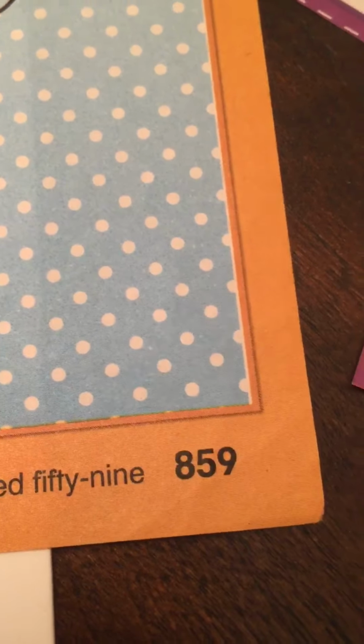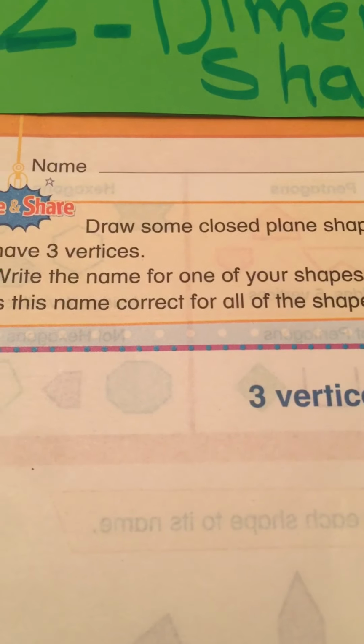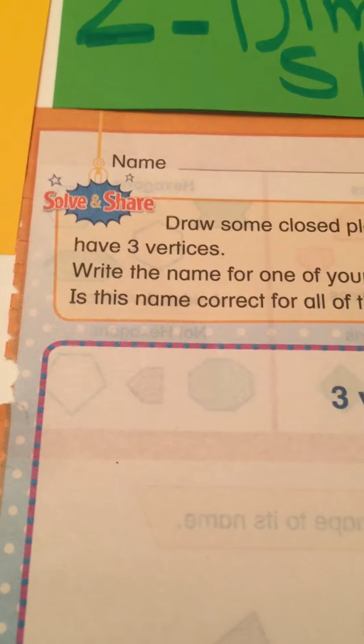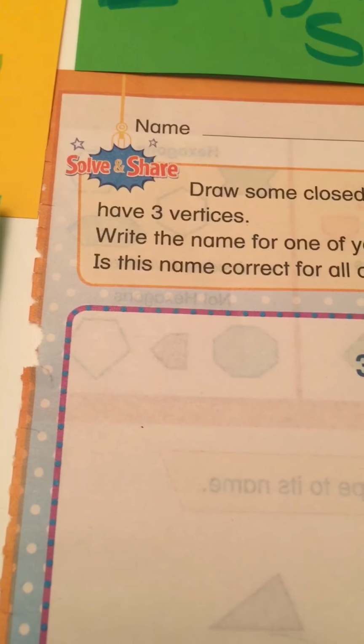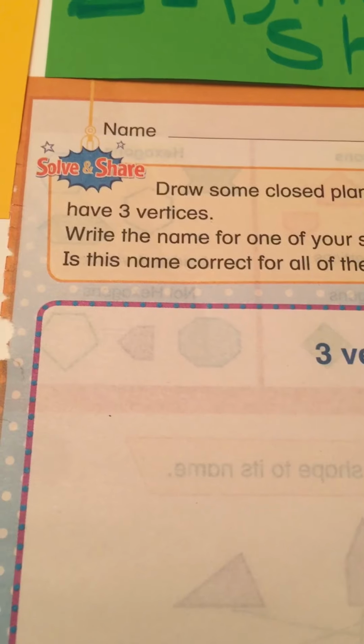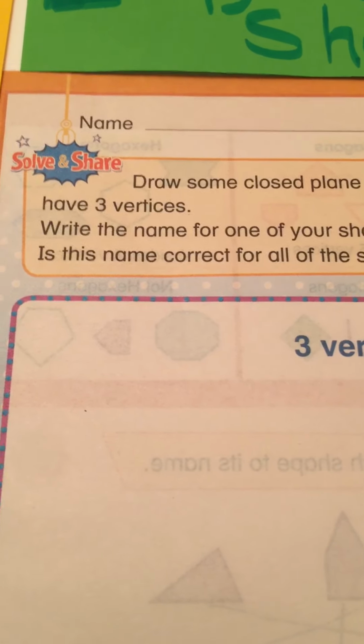So with me, all open page 859, and they want us to draw some closed plane shapes that have 3 vertices. So 3 vertices means 3-sided. And then write the name for one of your shapes. Is this name correct for all the shapes you made?